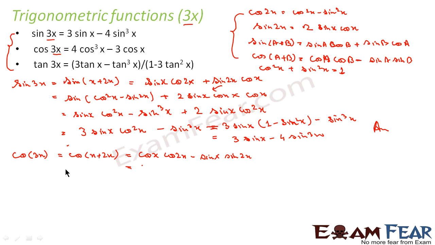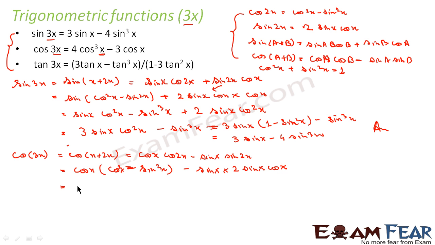So what we get here is cos x into cos 2x, which I can say is cos square x minus sine square x, minus sine x, I can keep it as it is, sine 2x, I can say 2 sine x cos x, so into 2 sine x cos x. Why am I doing this? Because I want to write everything in the x form. I don't want any 2x form, I don't want any 3x form. So I converted everything into x form now, at least.